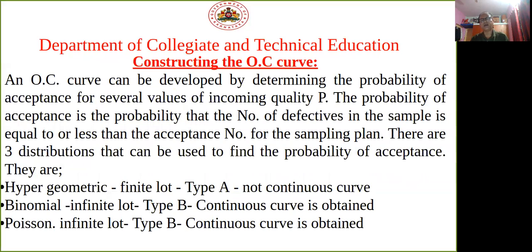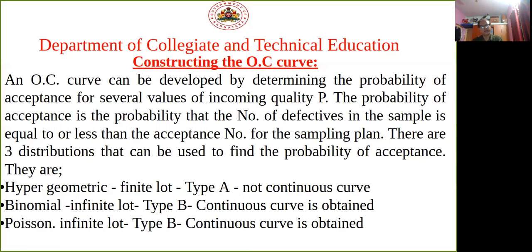Next, how can we construct the OC curve, the operating characteristics curve? We can construct it by means of two factors: one is the probability of acceptance, and the other is the probability of the number of defectives. These are the two things we consider for the construction of the OC curve. One will be on the vertical axis, and one on the horizontal axis.